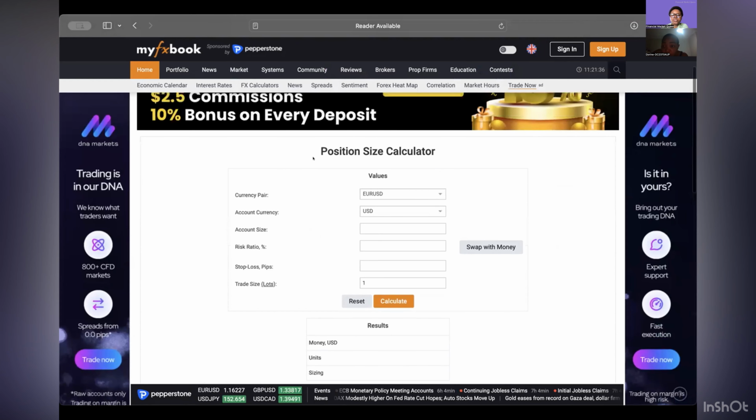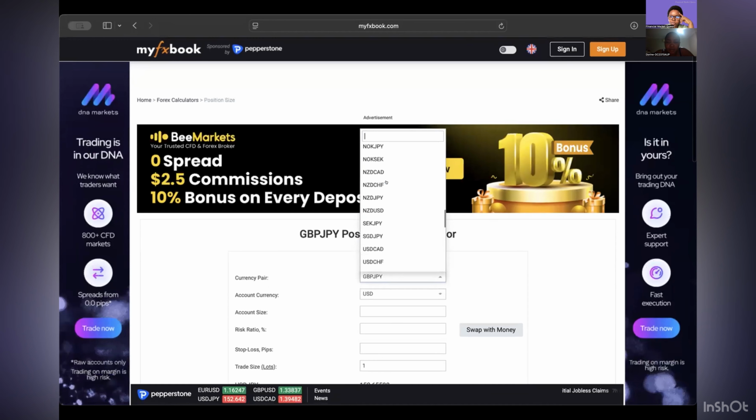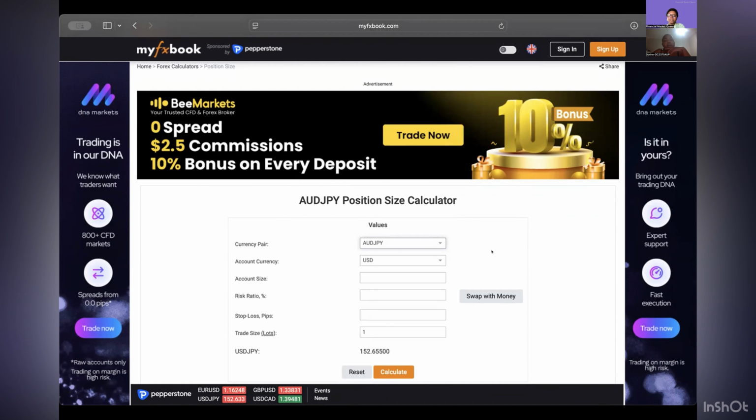Once it opens, you're going to see the position size calculator values: currency pair, account currency, account size, risk ratio, percentage, all of that. First, the default currency they placed there was EUR/USD. When you click on it, you see there are lots of different options. Let's use, for example, AUD/JPY. Let's assume that's the currency you want to take a position in with MetaTrader.